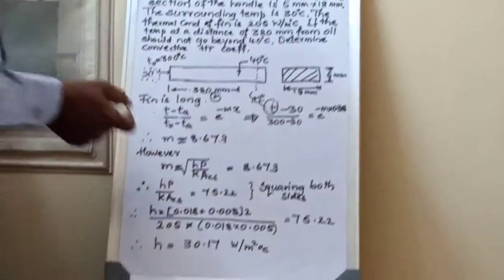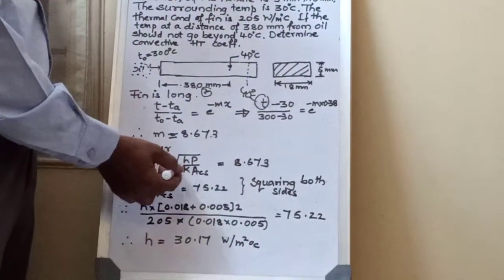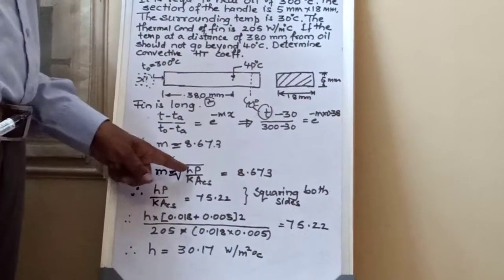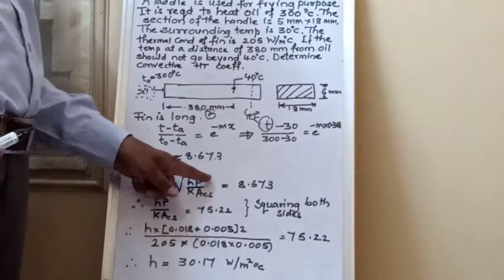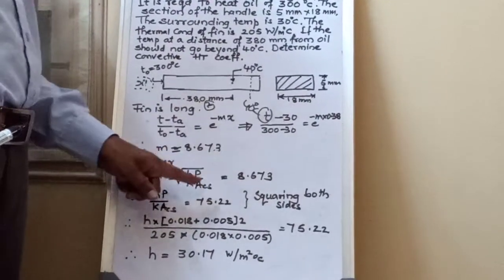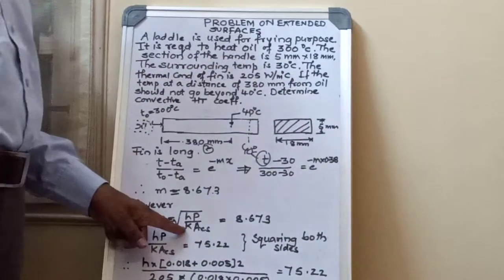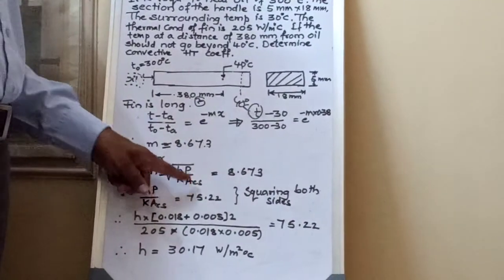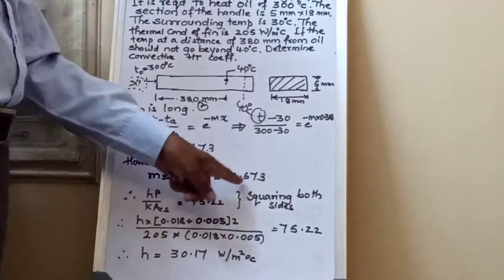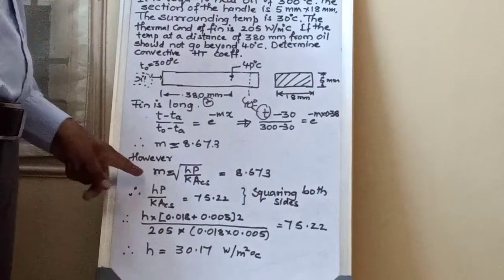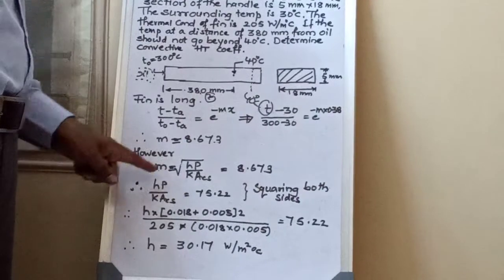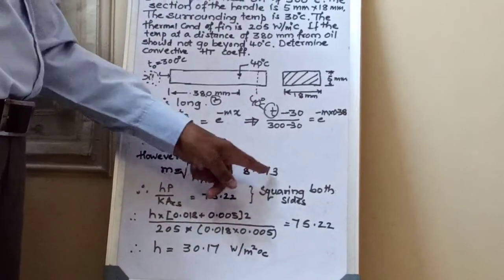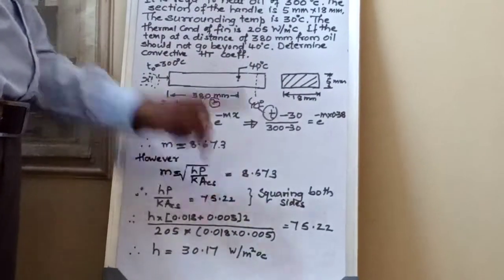But what is m? m is equal to root of (h into p divided by k into area of the cross section). What is h? h means the convective heat transfer coefficient. What is p? The perimeter of the cross section. What is k? k means thermal conductivity. What is Acs? The area of the cross section. So h is asked. m is equal to 8.673, already calculated. Squaring both sides to remove the root, hP over k Acs, that is 8.673 squared, is equal to 75.22.